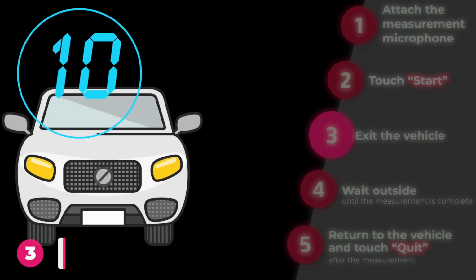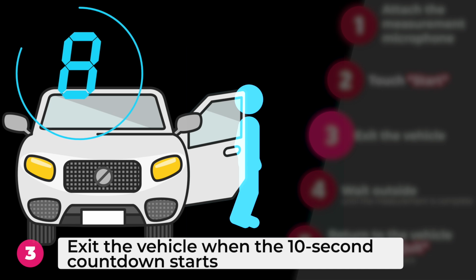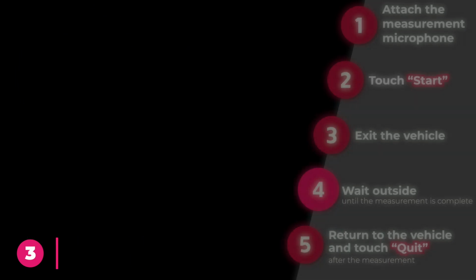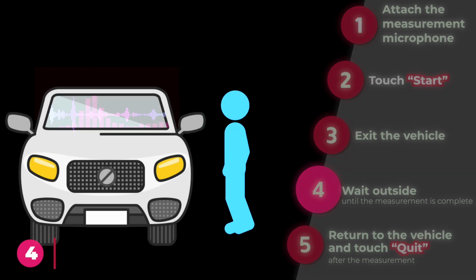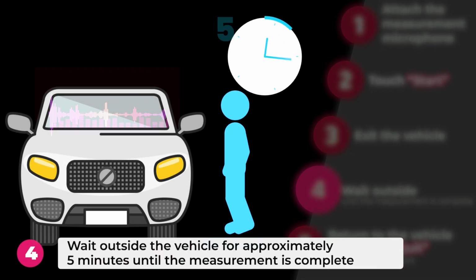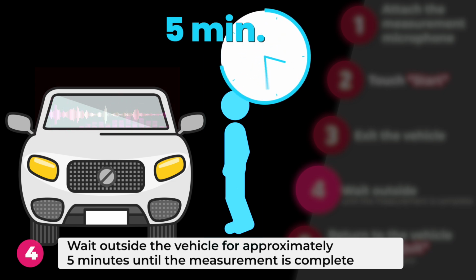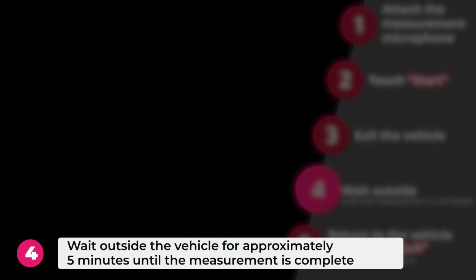When the process starts, exit the vehicle and close the door during the 10-second countdown. After the countdown, measurement begins, and a loud test sound will be played from the car audio. Wait outside the vehicle for approximately 5 minutes until the measurement is complete.